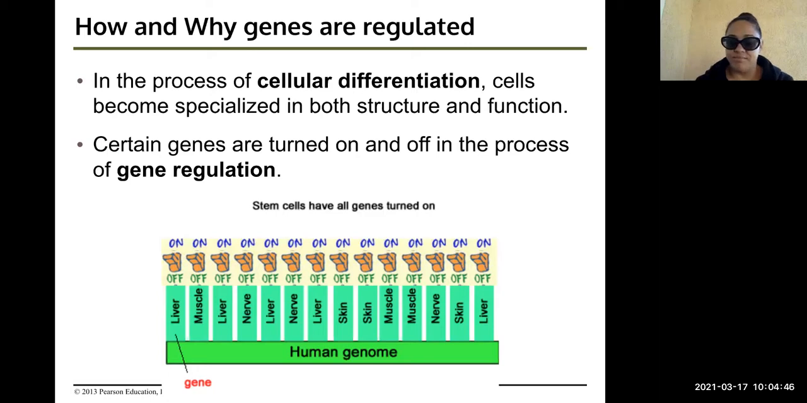So we actually call them gene switches. And when certain genes are turned on, the cell develops certain features, certain structure to perform certain functions. The rest of the genes are turned off.